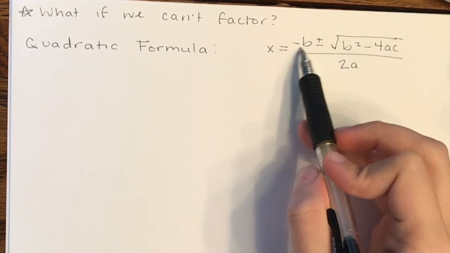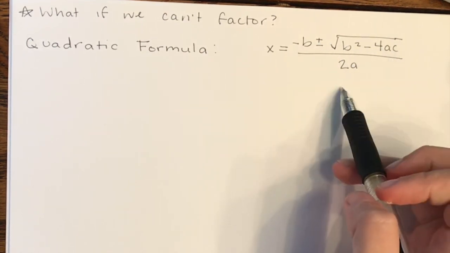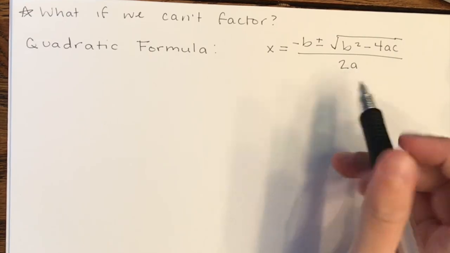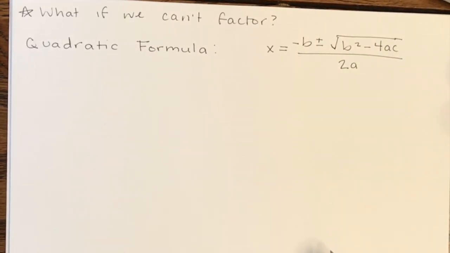We have x equals negative b plus or minus the square root of b squared minus 4ac all over 2a. I know it's a kind of long formula and it is kind of annoying, but we do want to get to know it now. The sooner you memorize it, the easier it'll be. We're going to see the quadratic formula throughout the rest of the semester, so the sooner the better.